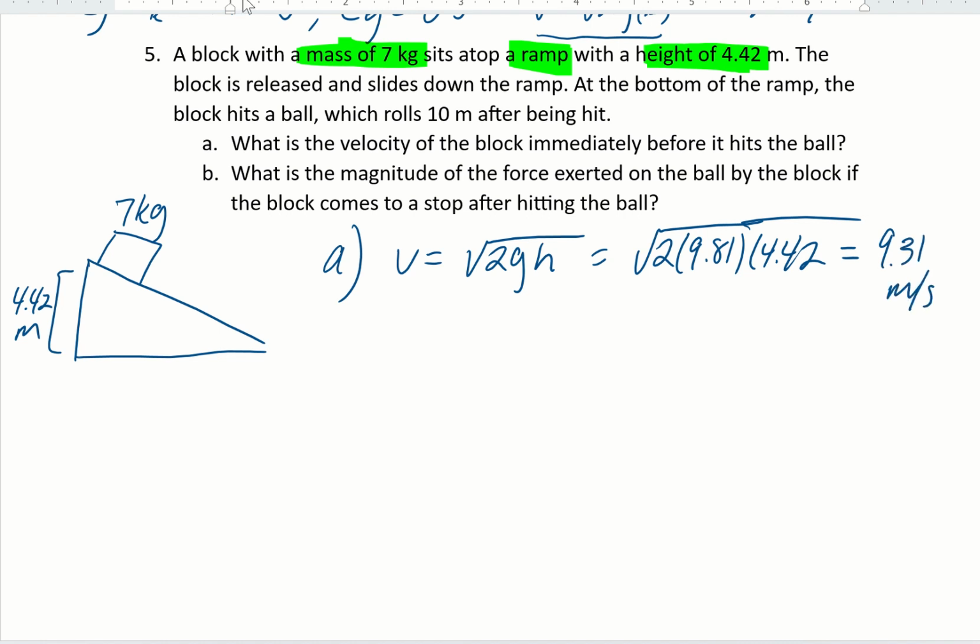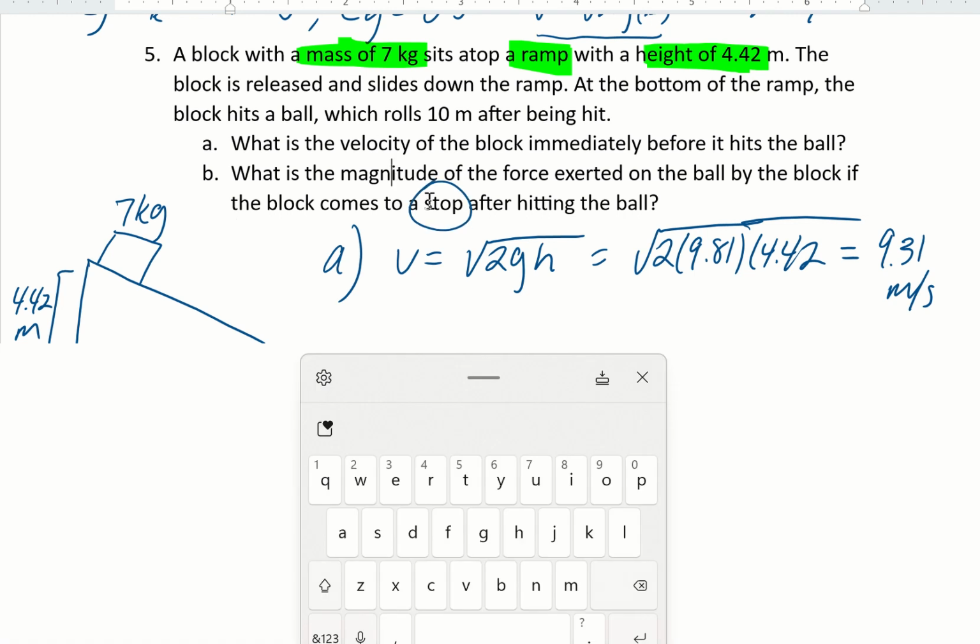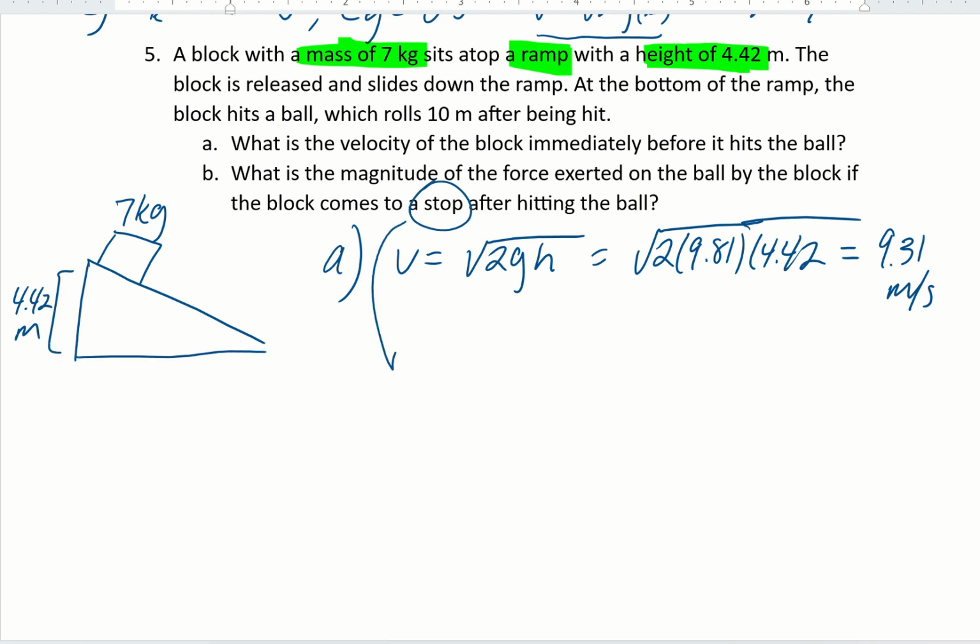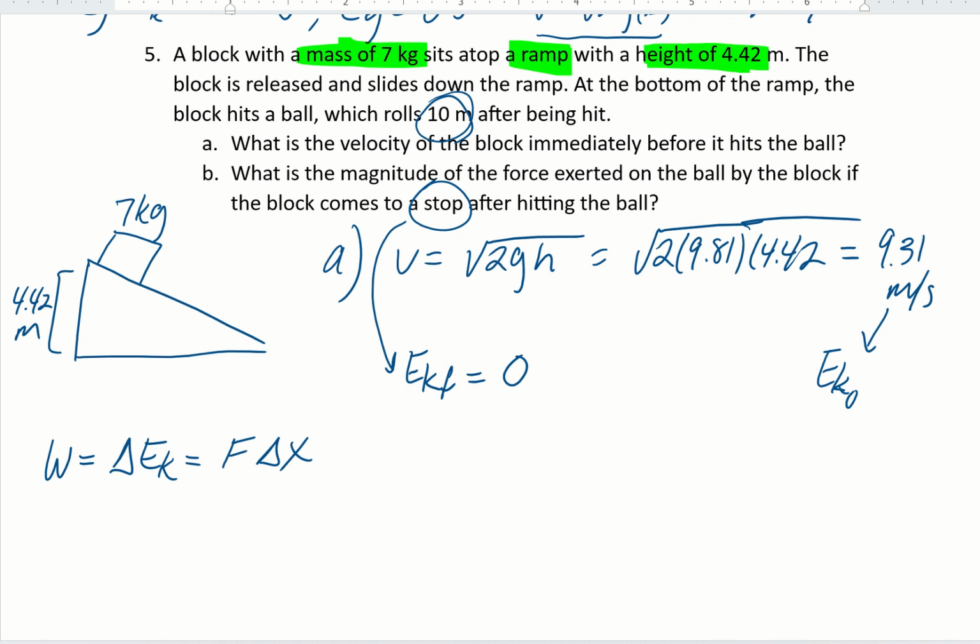What is the magnitude of the force exerted on the ball by the block if the block comes to a stop after hitting the ball? So what this is telling me is that EKF is 0, and this is going to be my velocity for my initial kinetic energy. And so I know that work is equal to my change in kinetic energy, and it's also equal to force times displacement. So if I can calculate the work, I know the displacement is 10 meters, so then I can calculate the force.